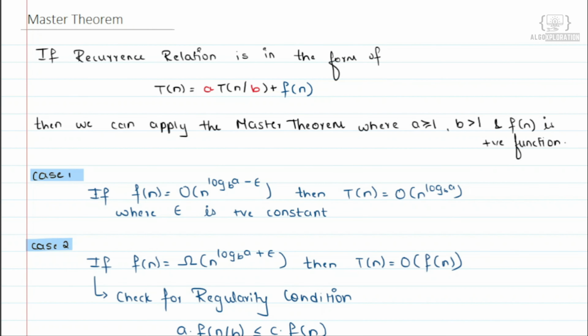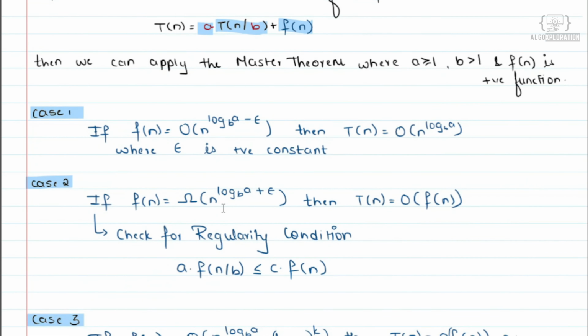Using the substitution or recursion tree method, we can find the complexity from any recurrence relation. But the master theorem is a shortcut way of finding the time complexity from the recurrence relation, so there are some limitations. It says that if the recurrence relation is in the form of T(n) = a * T(n/b) + f(n), then only we can apply the master theorem, where a should be greater than or equal to 1, b should be strictly greater than 1, and f(n) should be a positive function.